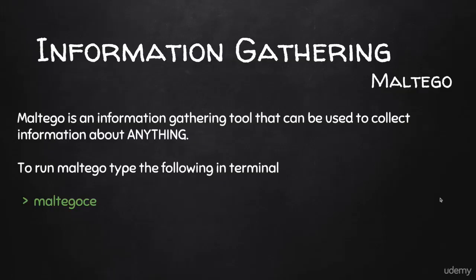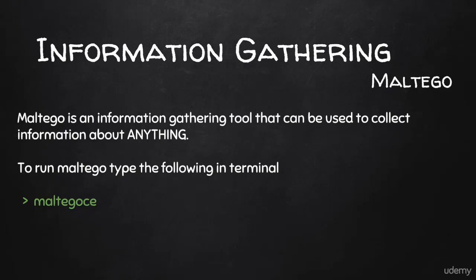In this lecture, we're going to have a look at a tool called Maltego. Maltego is a program that allows us to gather information about pretty much everything. You can gather information about people using their name, their phone, their email. You can gather information about websites, servers, anything really. We're going to focus on gathering information about websites, but as I said, you can use it to gather information about anything.